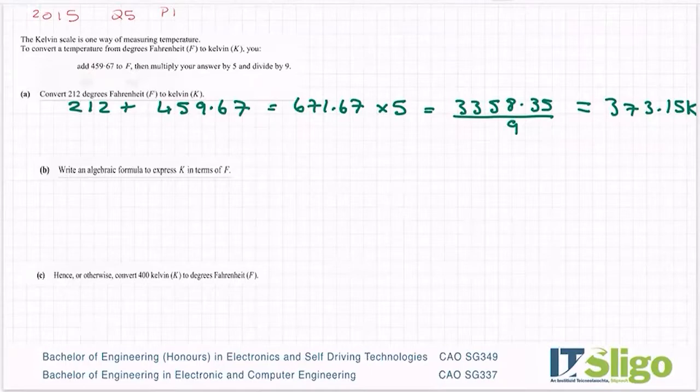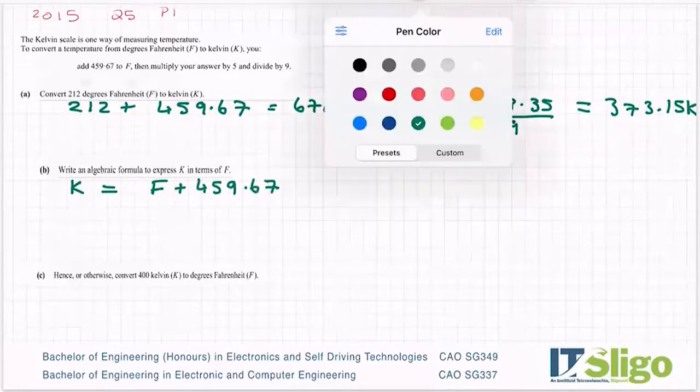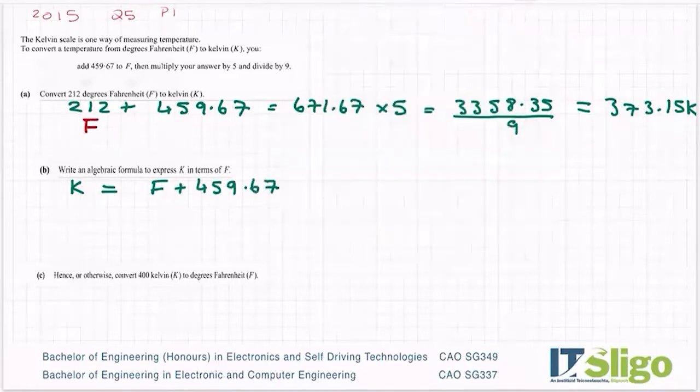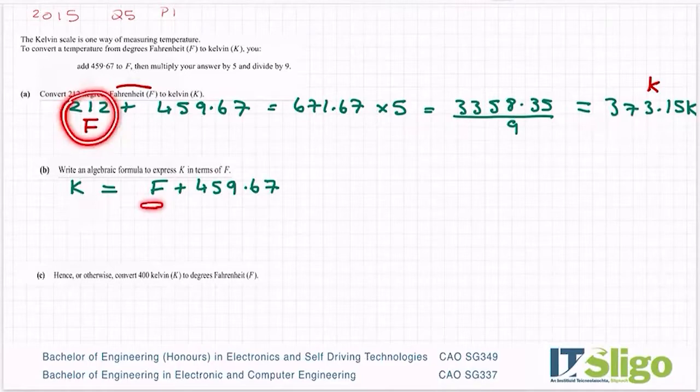Okay, to express Kelvin in terms of Fahrenheit. Okay, so what did we do above basically? Well, we took the temperature, Fahrenheit, and we added 459.67 to it. Okay, so I'm calling him Fahrenheit because that's what they told me here, and I'm calling him Kelvin. So that's where I got the Kelvin equals here, and this is where I got my F here.